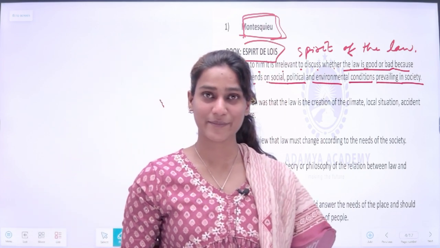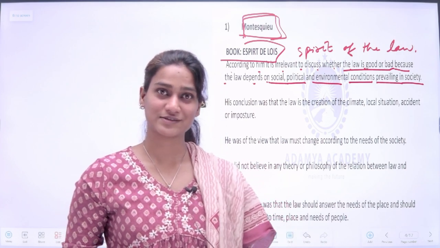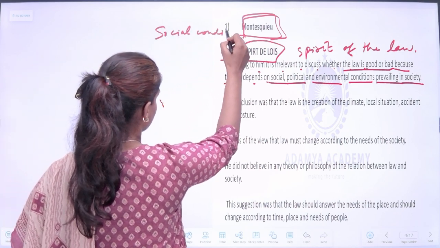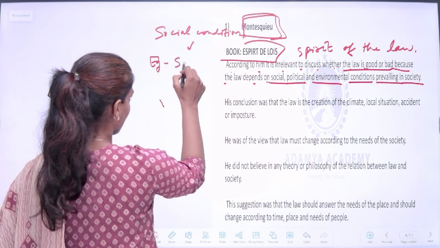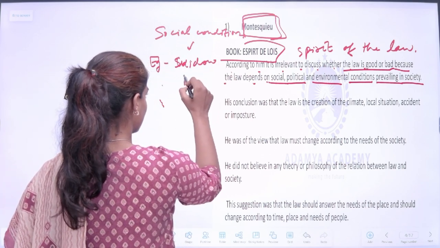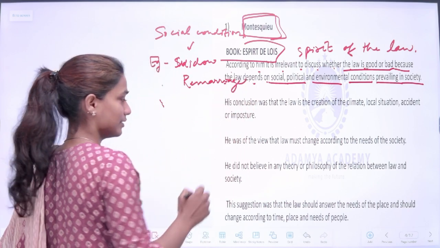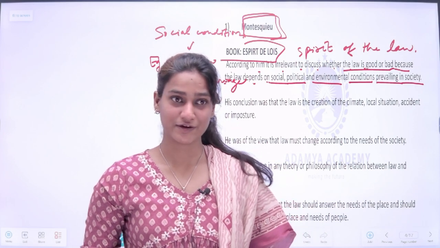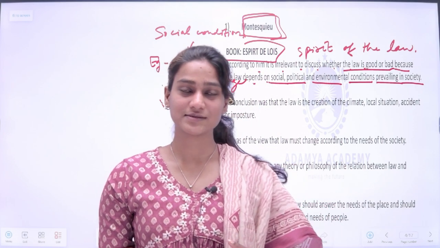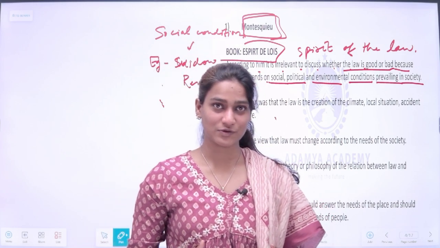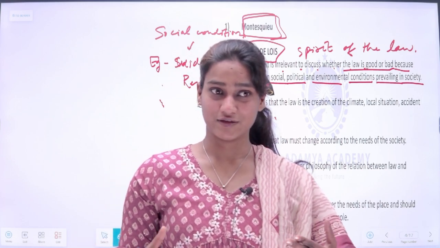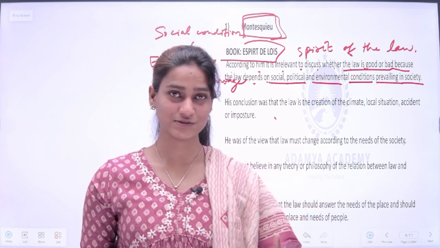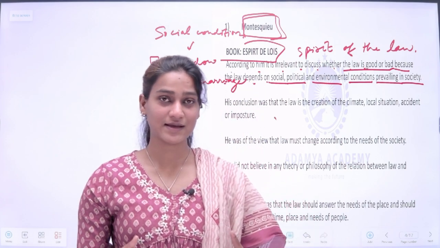Let us take some examples related to the various conditions which Montesquieu has told in his definition. Social condition. For example, we can take an example of widow remarriage. When the society was primitive, it was considered not necessary that a widow should get remarried, because they considered that if a woman becomes a widow, then she has to jump into the pyre of the burning husband so as to get salvation. But this does not hold true now, because the law has progressed and the society has also progressed.